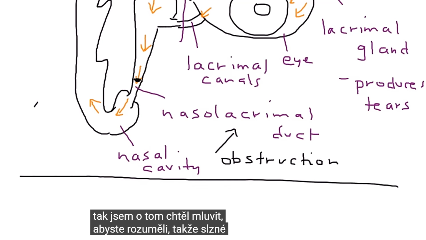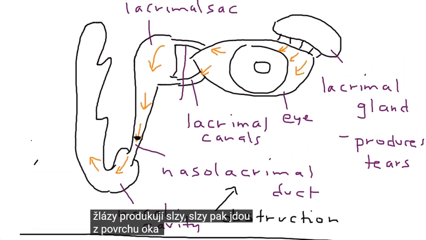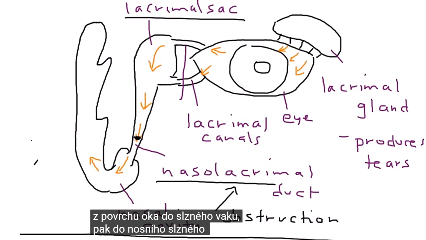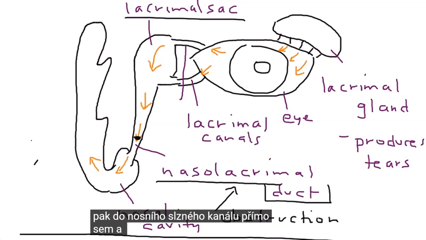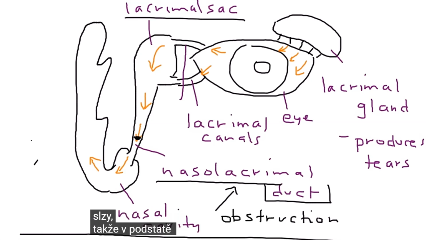So the lacrimal glands produce tears. The tears then go from the eye's surface to the lacrimal sac, then to the nasolacrimal duct right here, and into the nasal cavity. Now, that's why a person's nose starts to run when they're crying a lot, because that's where the tears are going. So that is basically the anatomy involved.